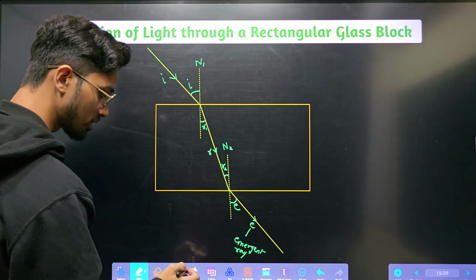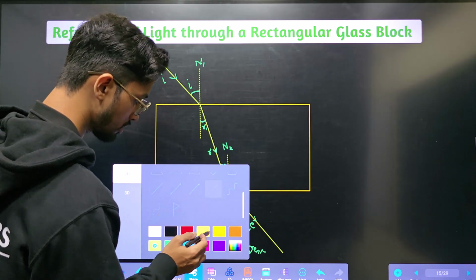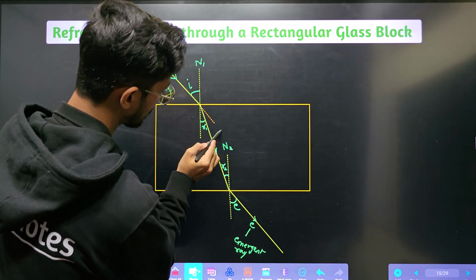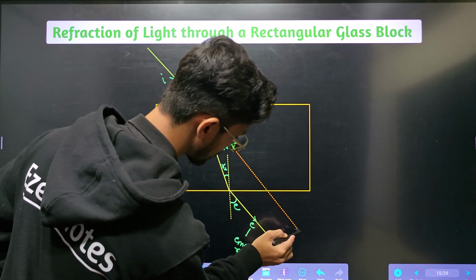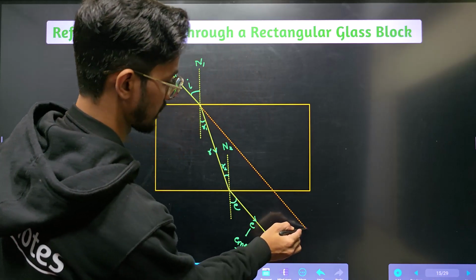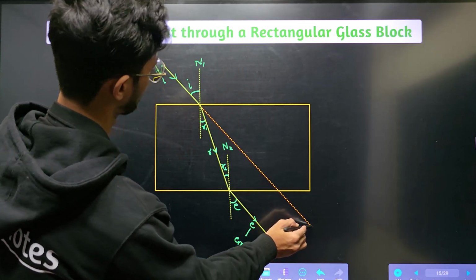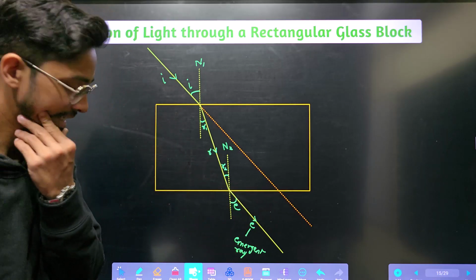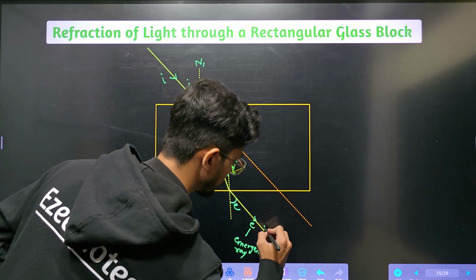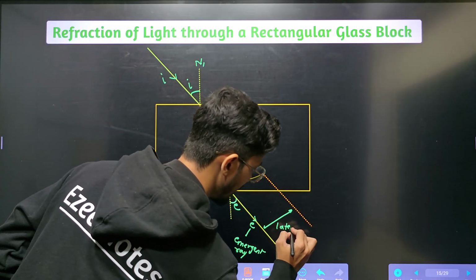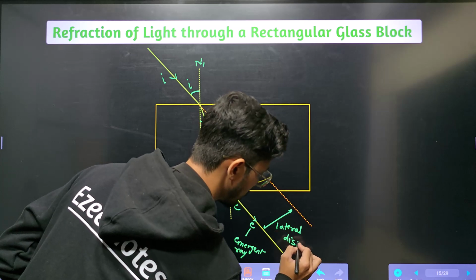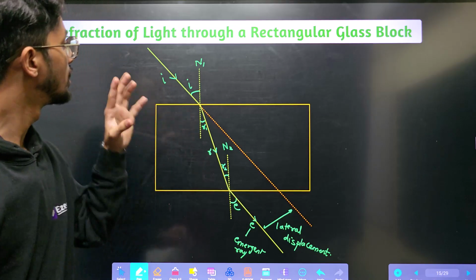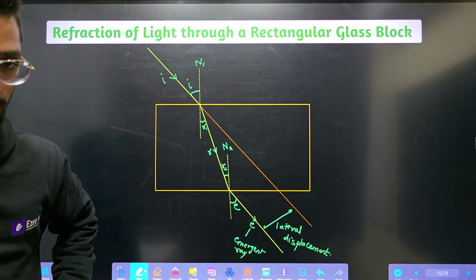Now, what was the initial path? This was the actual initial path, a straight line, but the final path is this. So this distance is known as lateral displacement.